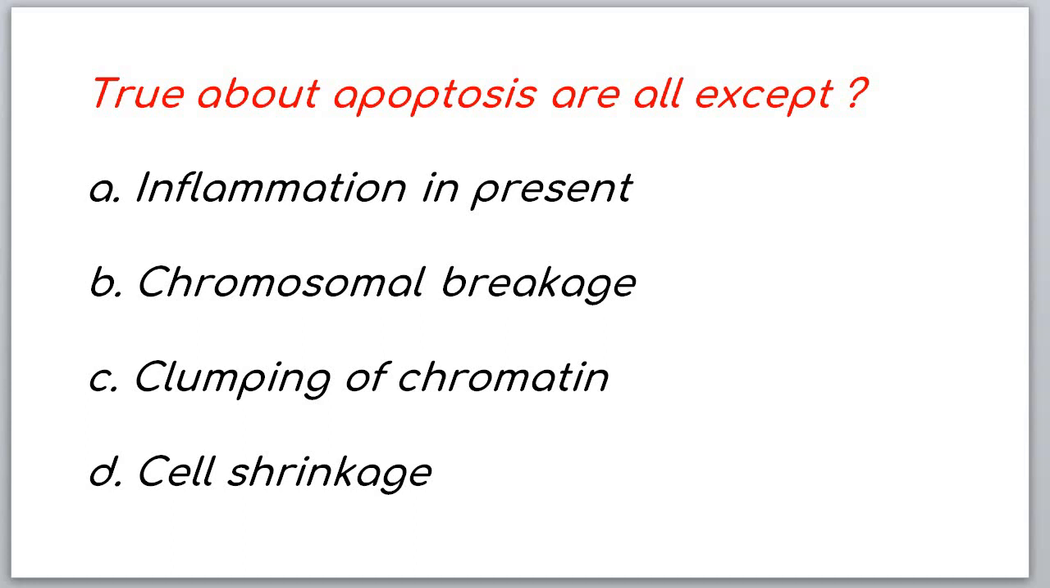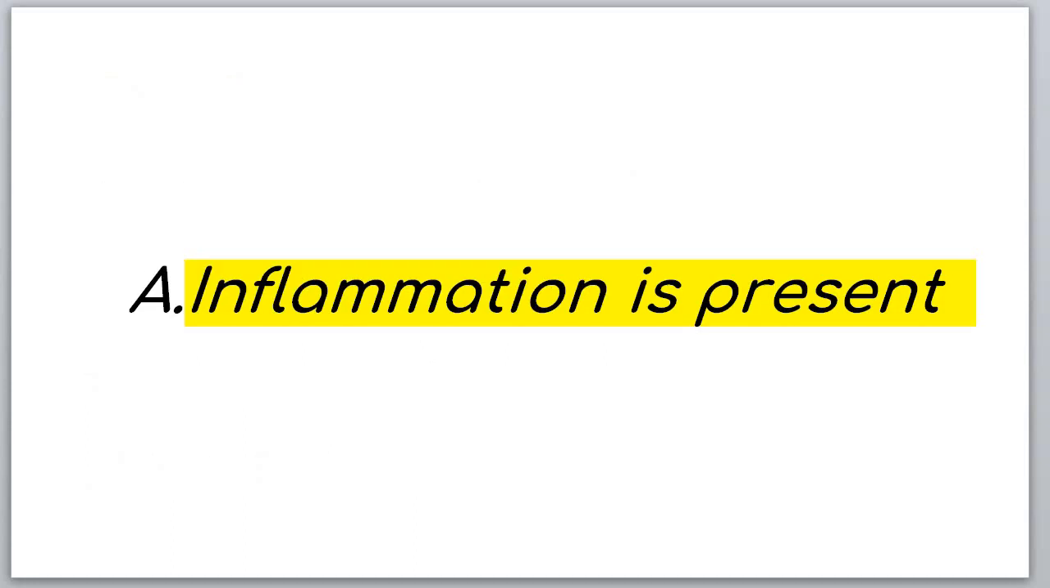Next question, true about apoptosis, or all except: option A, inflammation is present. Option B, chromosomal breakage. Option C, clumping of chromatin. Option D, cell shrinkage. Option A, inflammation is present, is the correct option.